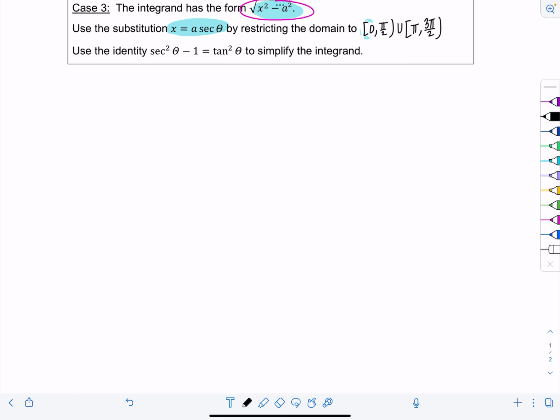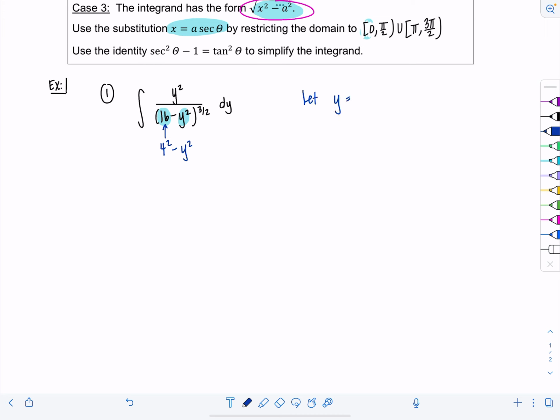First example I have for you is basically using case 1 substitution. So we've got here the integral of y squared over (16 minus y squared) raised to the 3/2 dy. All right, so I know this is going to match up with case 1 since I have a constant 16 minus y squared, the variable squared. And in this case, a is equal to 4, right? Since 4 squared is 16. So what I'm going to do is let y equal 4 sine theta.